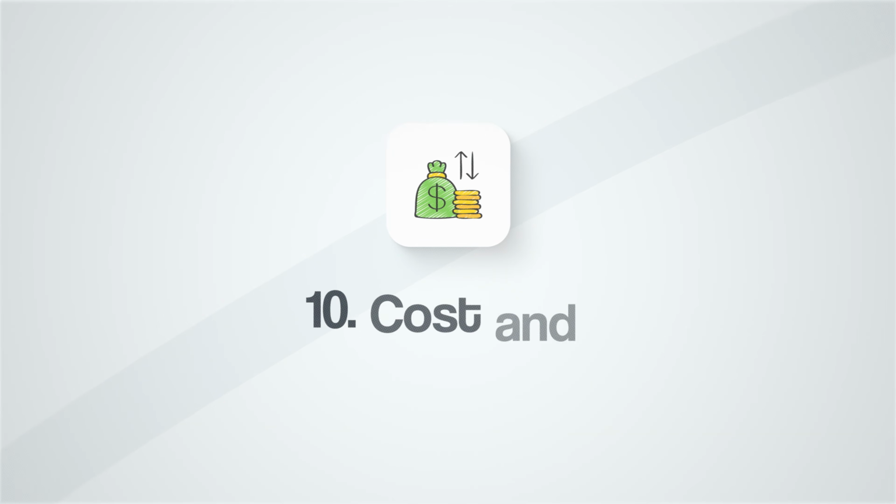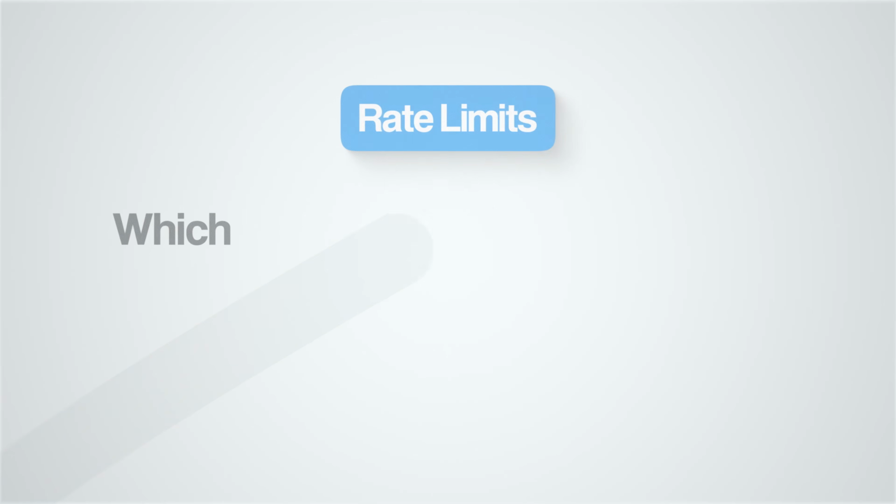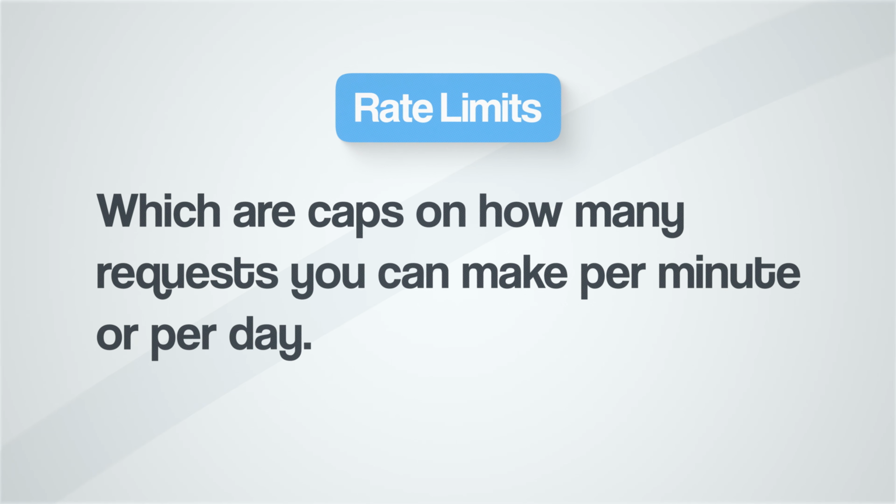And then finally, number 10, cost and rate limits. One of the first things you run into when building with AI APIs is cost and rate limits. Here's how it works. Most providers charge by tokens. Every word you send in and every word the model sends back costs money. So long prompts, giant documents, or using huge context windows all push your costs up. And then there are rate limits, which are caps on how many requests you can make per minute or per day.